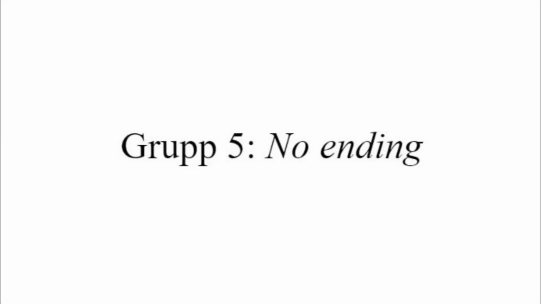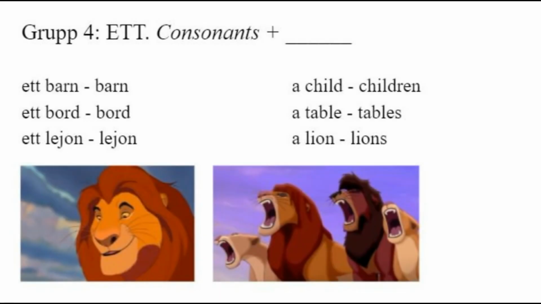Group 5 is the easiest, I'd say, because words remain the same in plural. In group 5, first of all, we have et nouns that end with a consonant. For instance, ett bord remains the same in plural, bord. You just take away the article ett, and what's left is the plural. Or to give another example, ett barn remains the same, barn, in plural. You don't need to do anything. Take away the article ett, and you have plural.